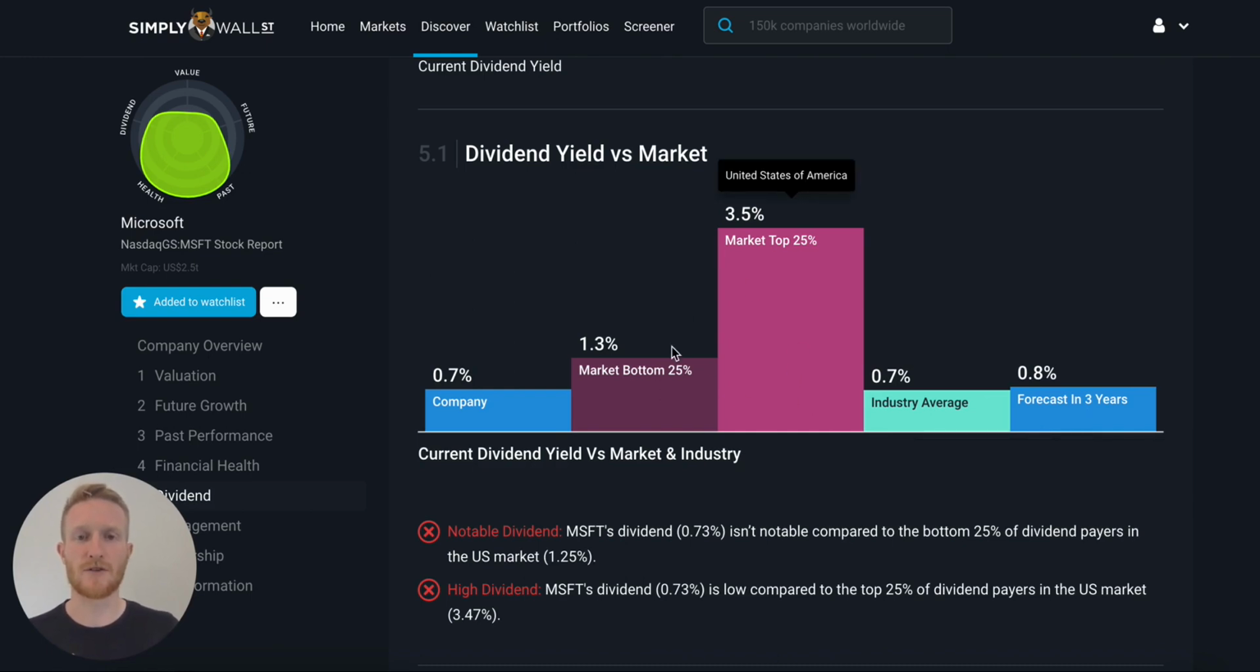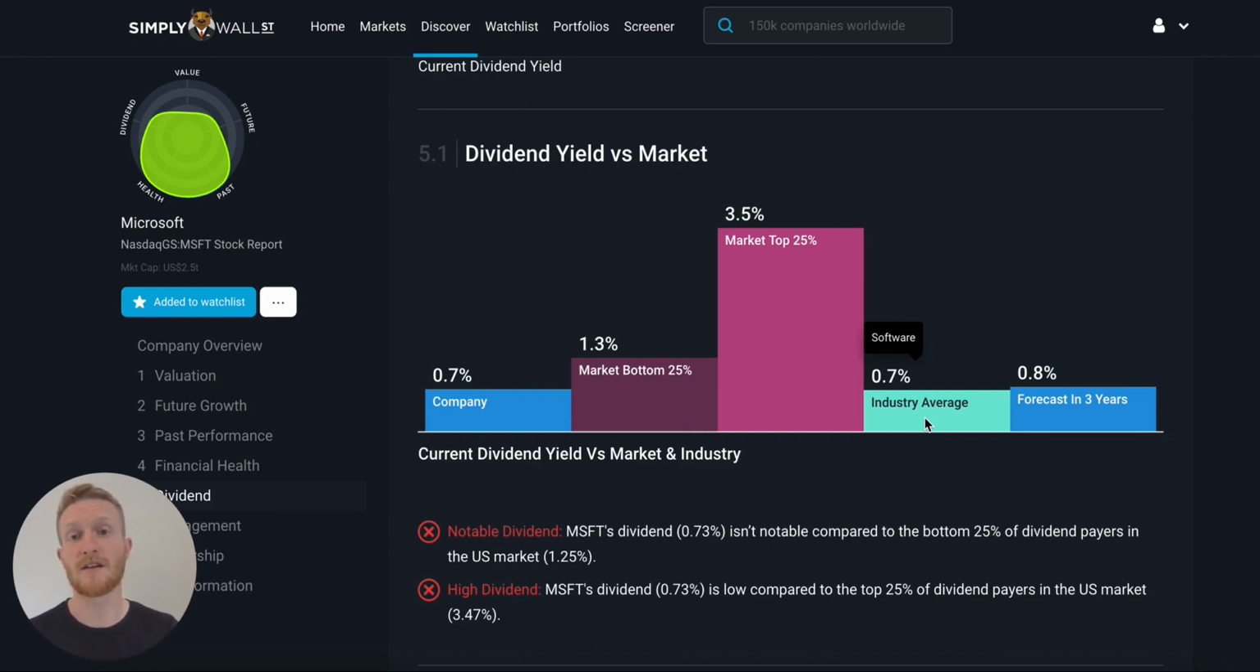So here we've compared it to the market, but we also want to compare it to the industry. What we can see here is that it's actually pretty much on par with the industry. And that tells you that, okay, while it's not a high dividend yield, maybe it's just because it's not in a high dividend yielding industry, being the software industry. So if you are a dividend investor, that might be, okay, software maybe isn't the best opportunity for me.